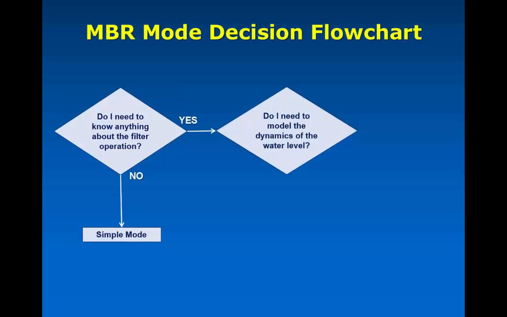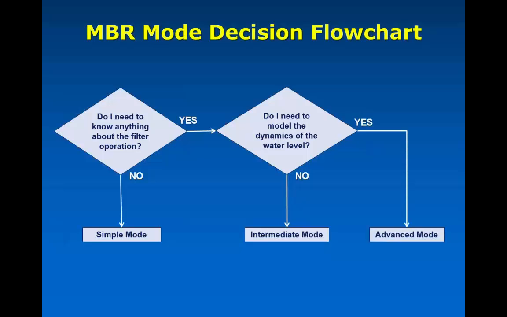If I do need to know a little bit about that, or I am curious about how this system works, the next question you ask yourself is, do I really need to look at the dynamics of the water level going up and down in the tank? If the answer is no, then go to intermediate mode. You'll get your TMP and backwashing calculations, but you don't need to worry about the tank going up and down and having a flux controller built into it on top. And if you do need to know the details of the water level, then of course turn everything on, and then you're using the full modeling artillery here.